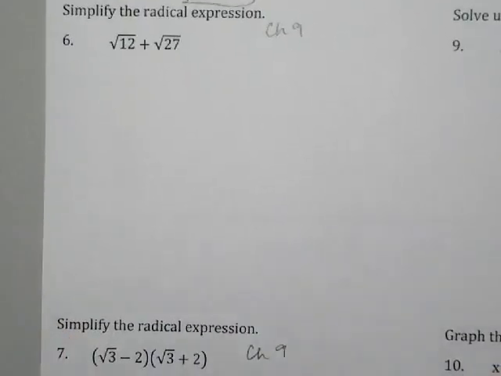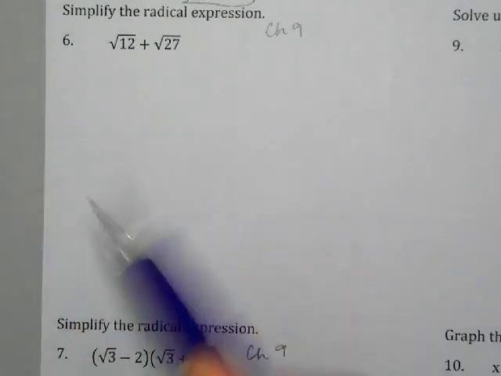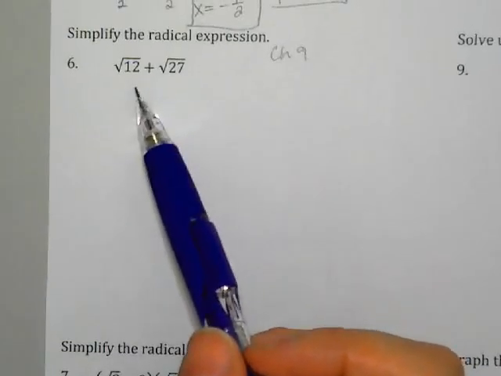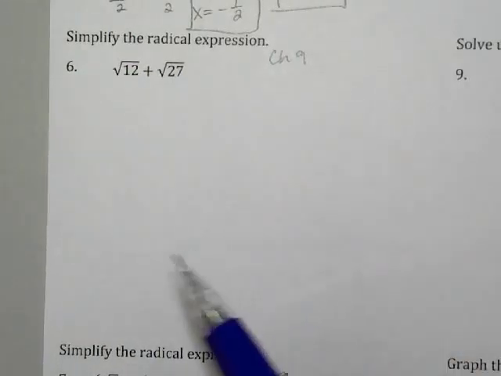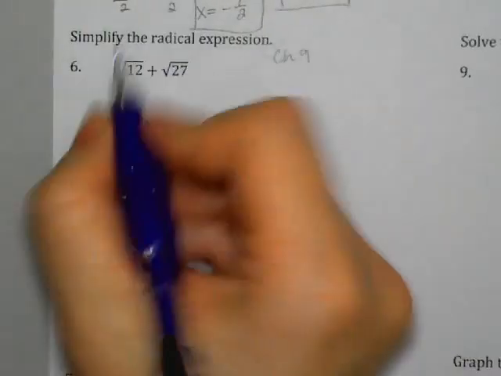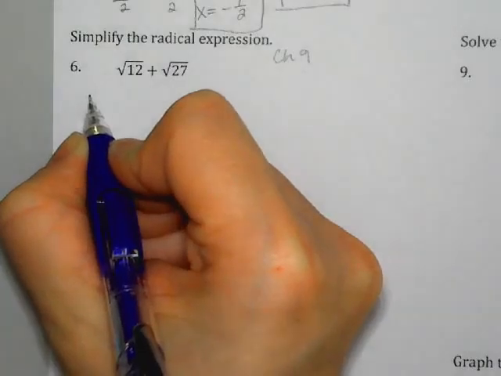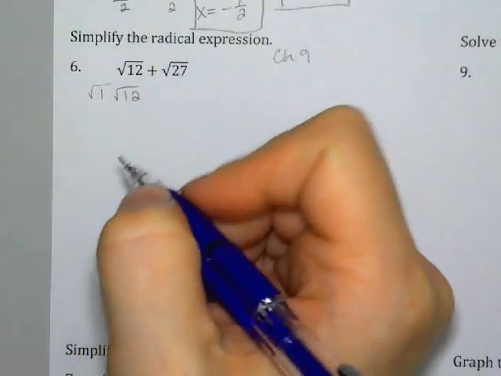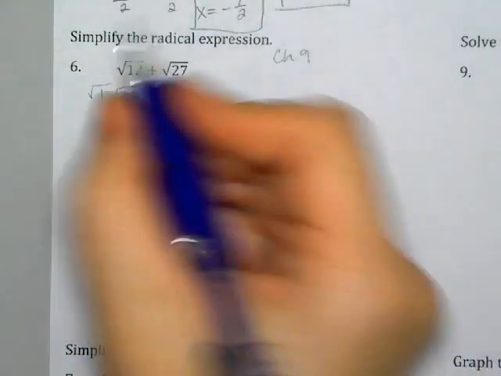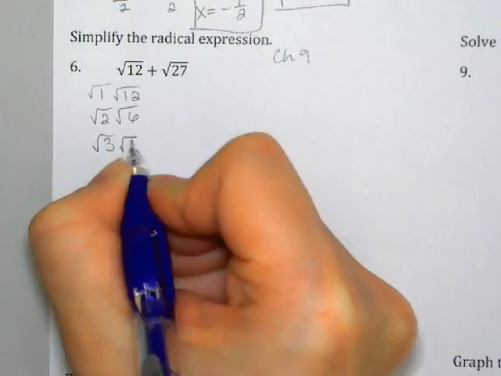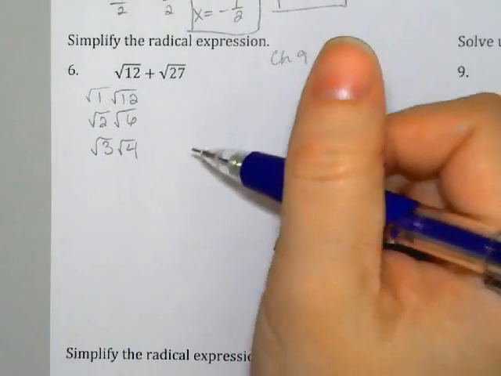So, when we simplify a radical expression, radical is that square root sign. That is what you do when you cannot take the perfect square root of something. 12 does not have a perfect square root, neither does 27. So what we're going to do is factor those until we find a perfect square. So the factors of 12 are 1 and 12, so that can be broken down to square root of 1, square root of 12. 2 and 6, so square root of 2, square root of 6. Square root of 3, square root of 4. Those are actually all my factors.